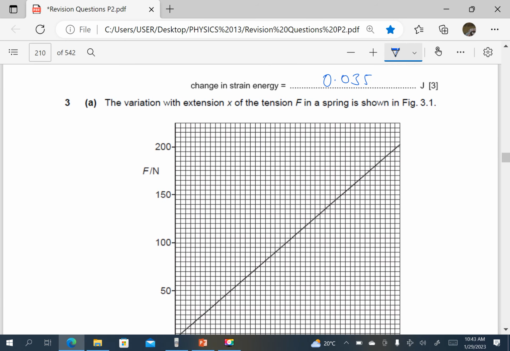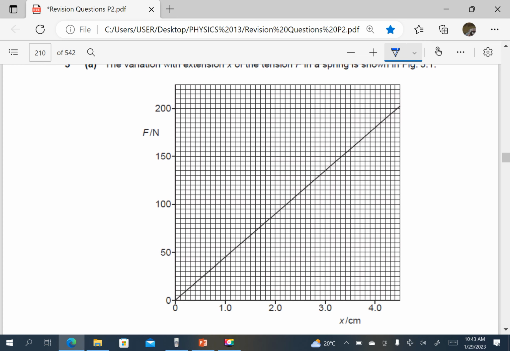The variation with the extension X of the tension F in a spring is shown in the figure here.